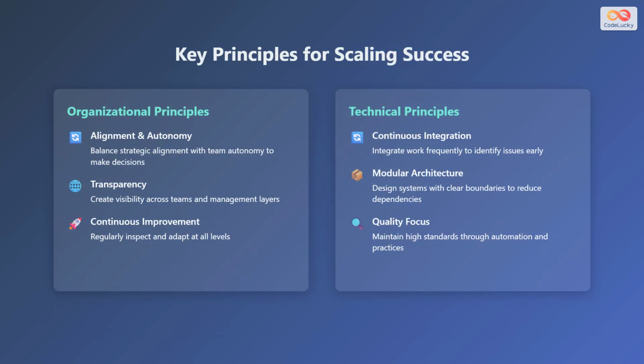To successfully scale Agile, several key organizational and technical principles should be followed. Organizationally, balance strategic alignment with team autonomy to enable decentralized decision-making. Transparency is essential, so create visibility across teams and management layers. Also, regularly inspect and adapt at all levels to foster continuous improvement.